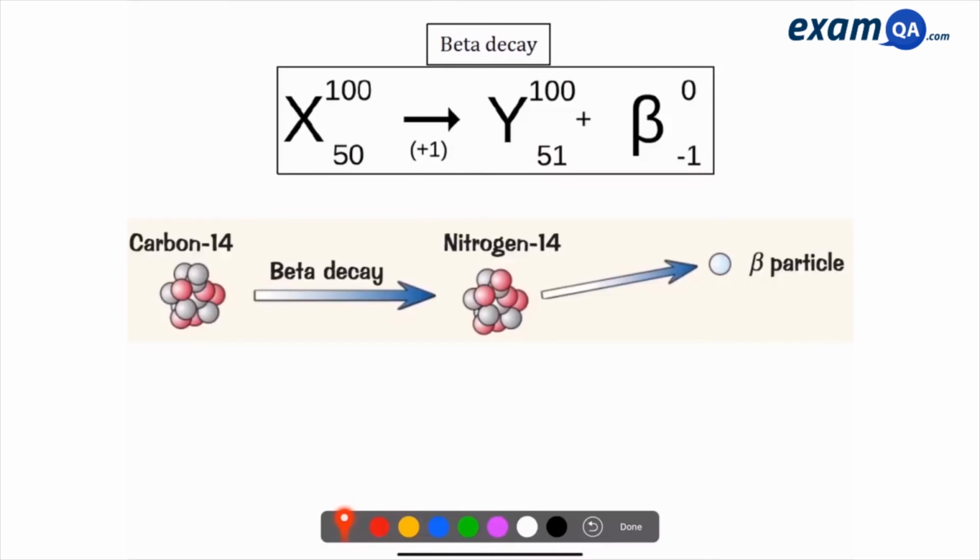Okay, also if they ask you what happens to a nucleus during beta decay, you say that a neutron has turned into a proton. That is what happens during beta decay. A neutron has turned into a proton, and at the same time an electron, which is a beta particle, has been released.